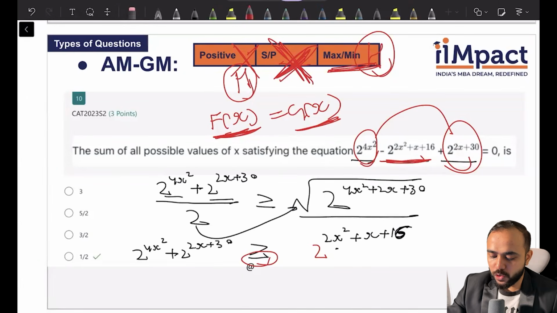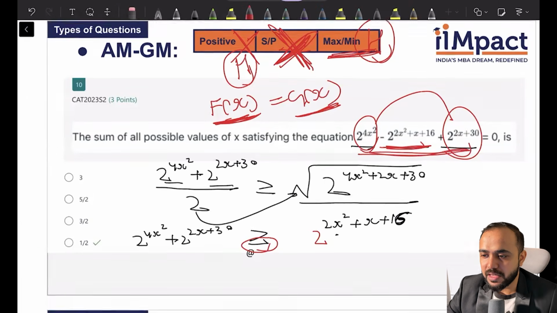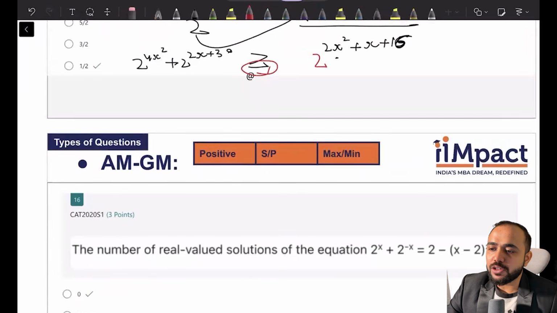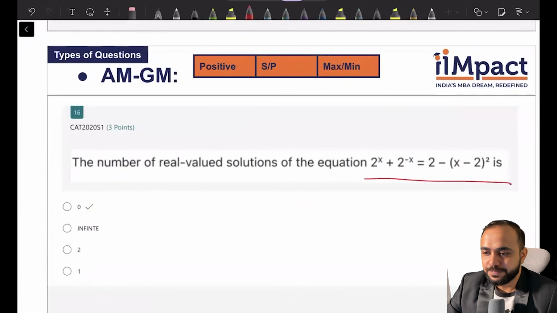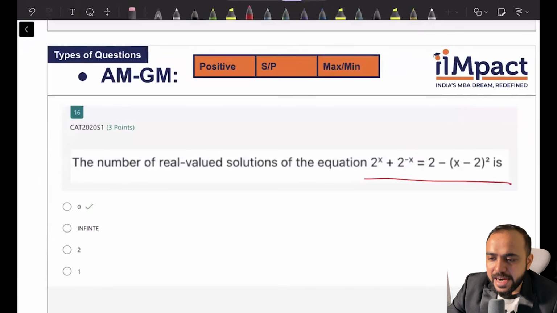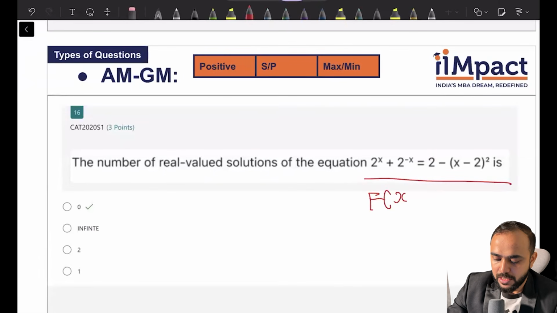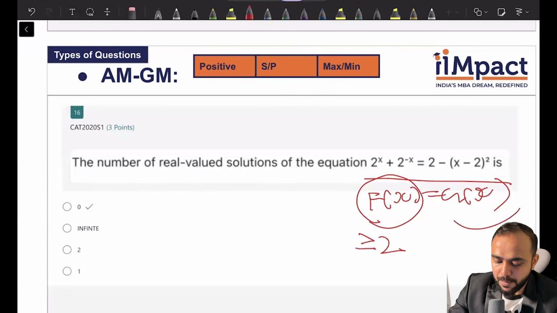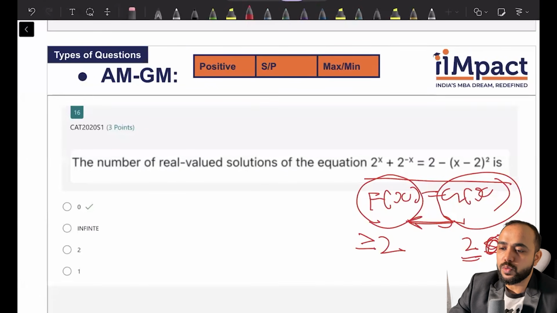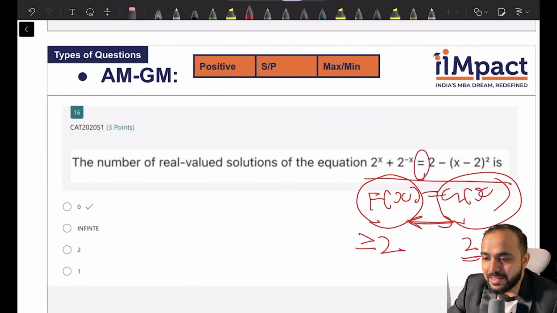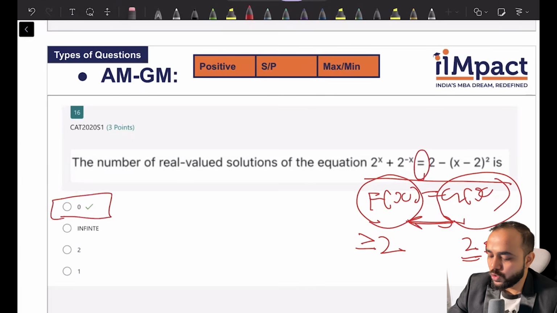I will tell you why I thought of AMGM here. I didn't see Priyam's message, I must have missed this. The reason why I thought of AMGM in this question is because of this question. This is also the exact same thing if you think about it. f of x is equal to g of x. The minimum value of f of x is 2 and the maximum value of g of x is 2. Correct? Which means they will have to individually be equal to 2 at the same time to be equal to each other. And that cannot happen, which is why the number of solutions is 0.